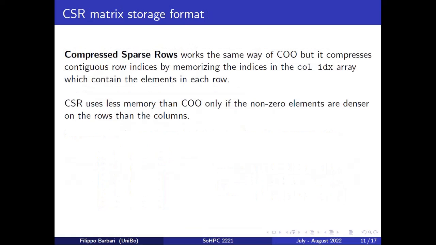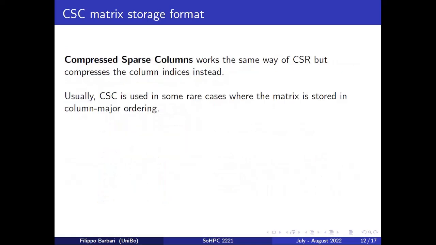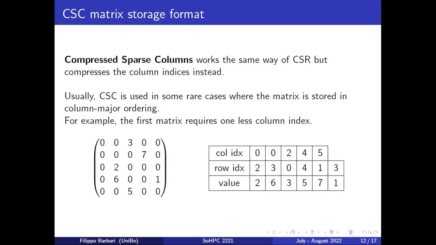Then we have CSR, which stands for compressed sparse rows, which works the same way as COO, but is an improved version of it, because it tries to compress contiguous adjacent row indices by memorizing the indices in the column index array. For example, the same matrix as before requires now one less row index if using the CSR format. Then we have the CSC format, which works the same way as CSR, but exploits the column major sorting. And here we have the same example.